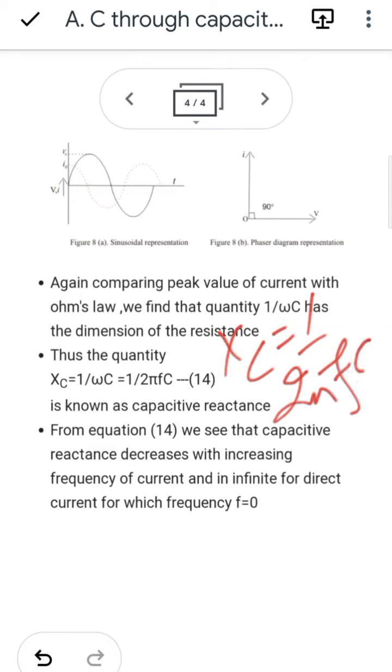We see that the capacitive reactance decreases with the increase in frequency, and it is infinite for direct current. Because in case of a direct current the value of f is equal to 0, so 1 upon 0, so Xc will be equal to infinity.